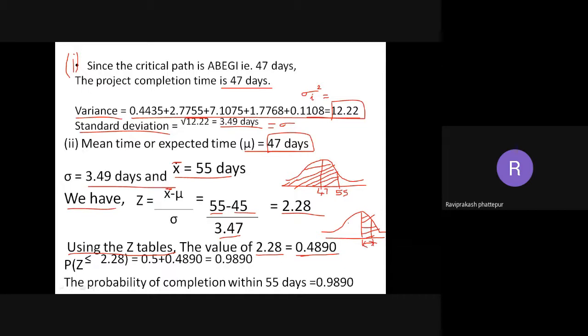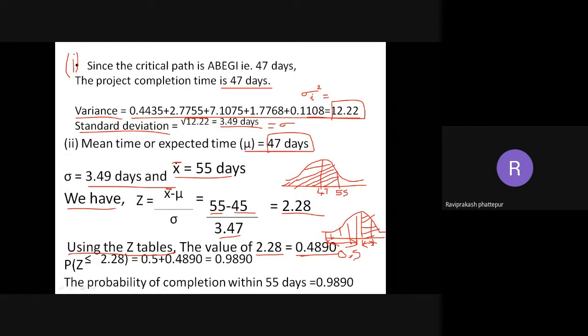But I am interested in the total, so even this I need to add with this particular value. The center point is always 0.5. From the starting to the center point it is always 0.5. So I need to add 0.5 to this.